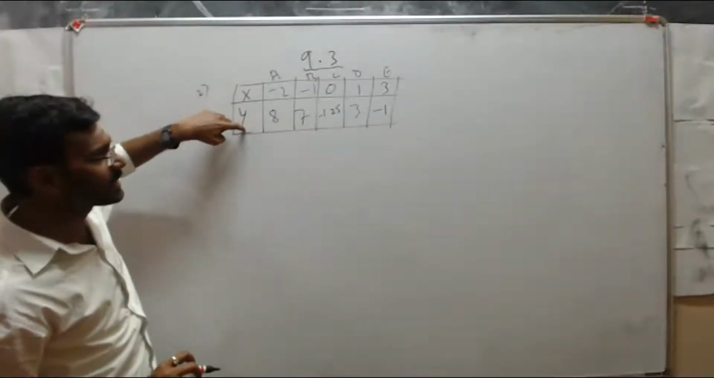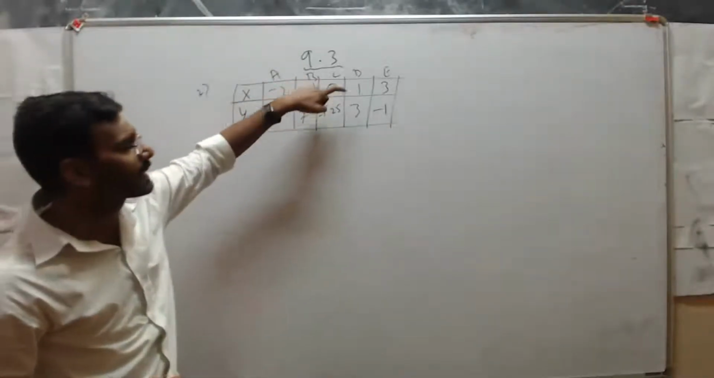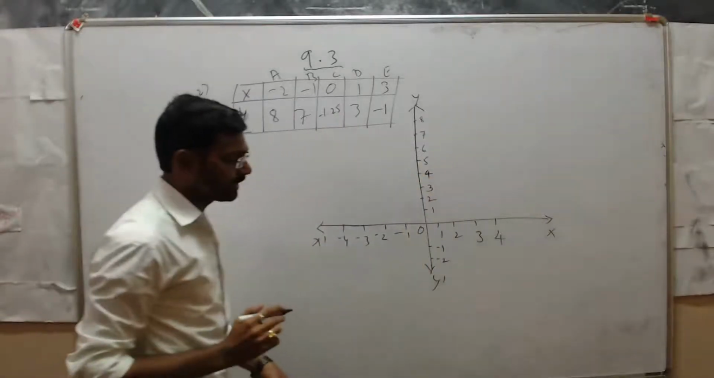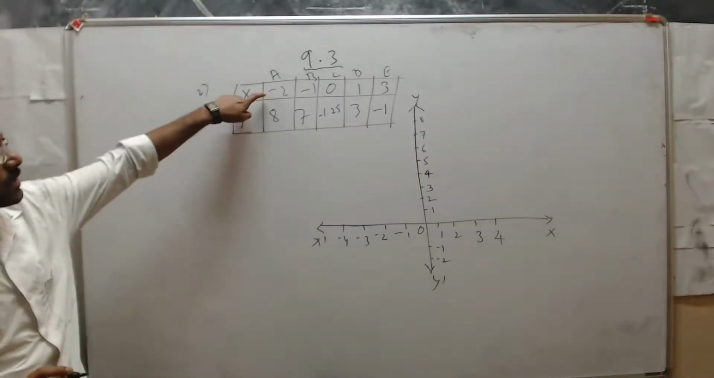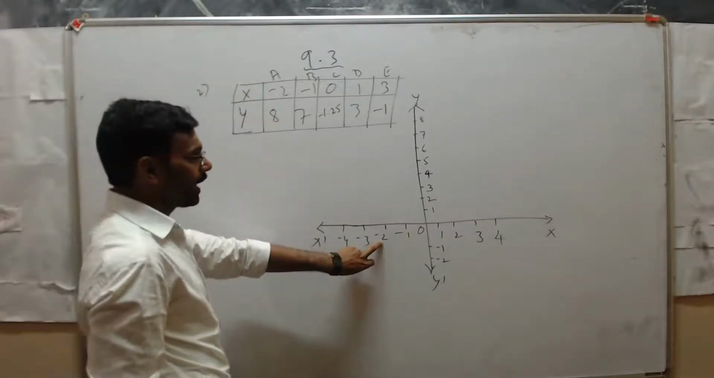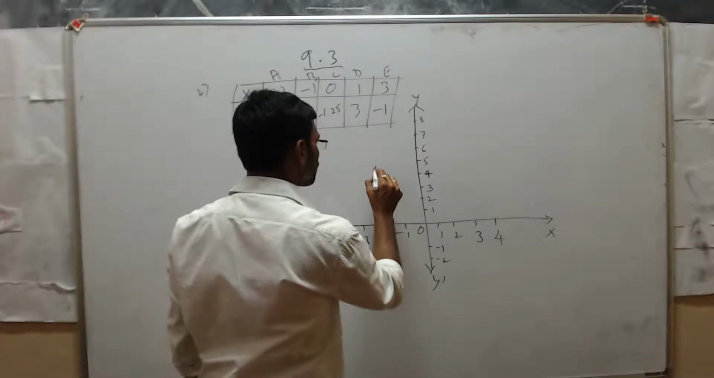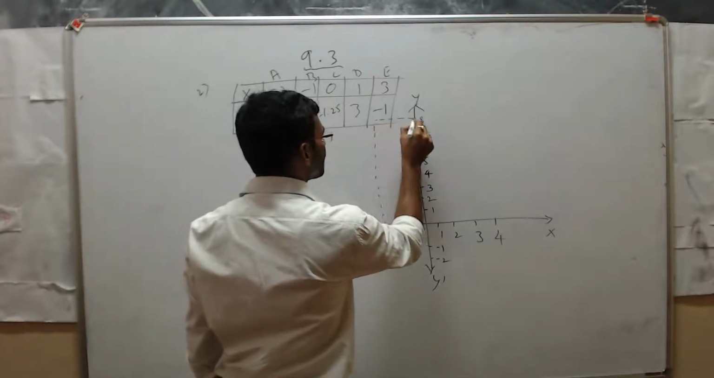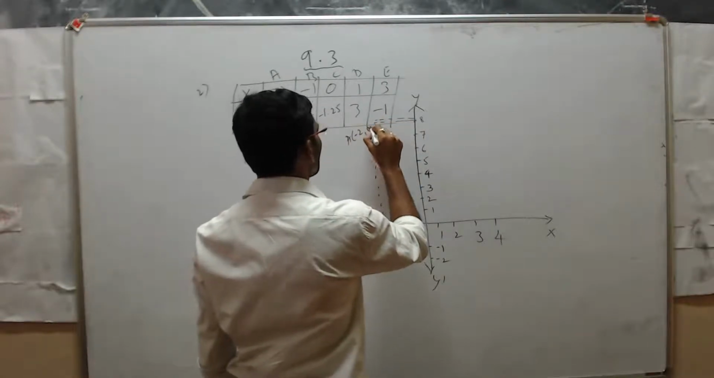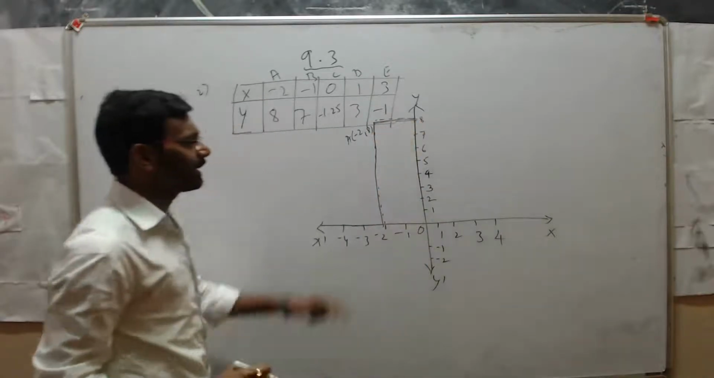X-axis value, y-axis value. Now minus 2 comma 8. The x value is minus 2, which is here. The y value is plus 8. So it is A, minus 2 comma 8.